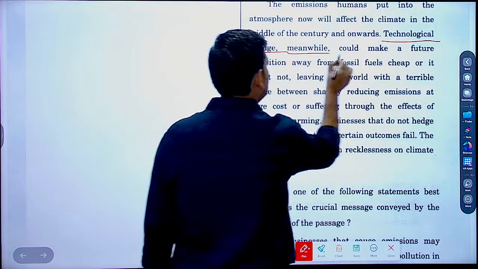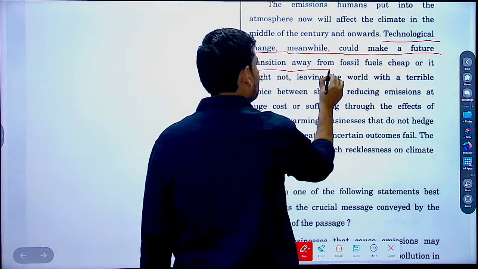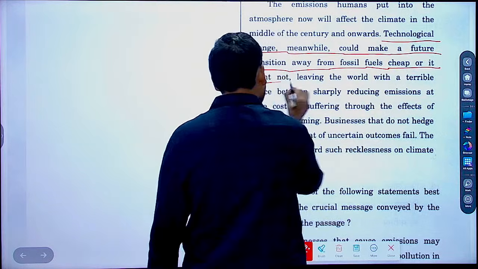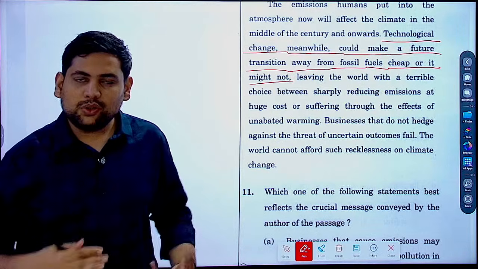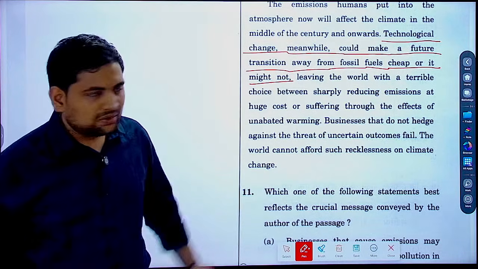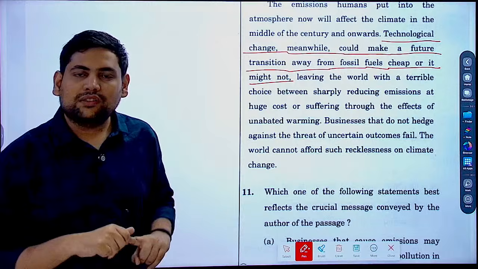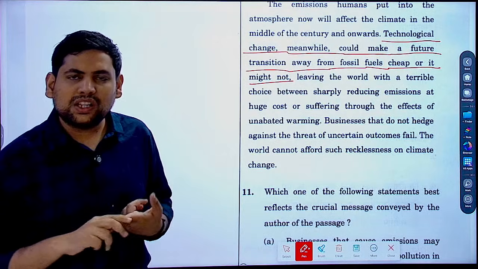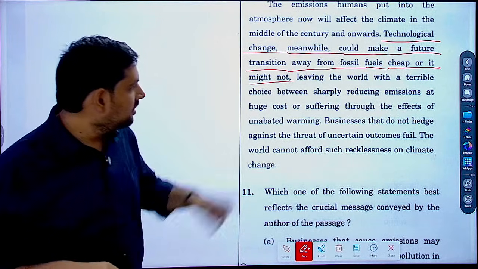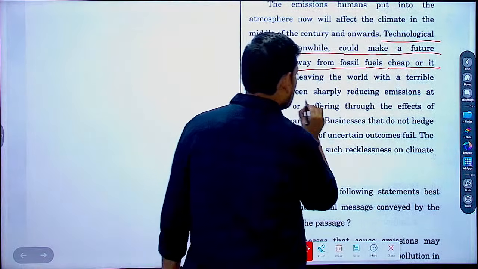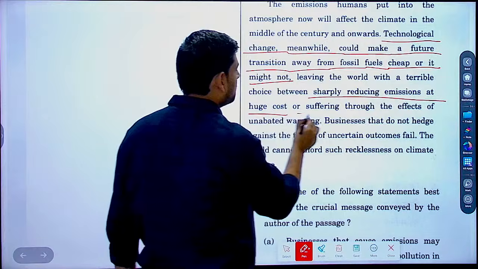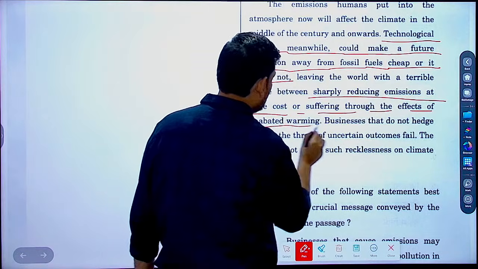Technological change meanwhile could make a future transition away from fossil fuel cheap, or it may not. That means it is not reliable. We don't know what technology will do. So option B, which said that only technology will help us mitigate climate change, is incorrect, because it might not, leaving the world with a terrible choice between sharply reducing emissions at huge cost or suffering through the effects of unabated warming.